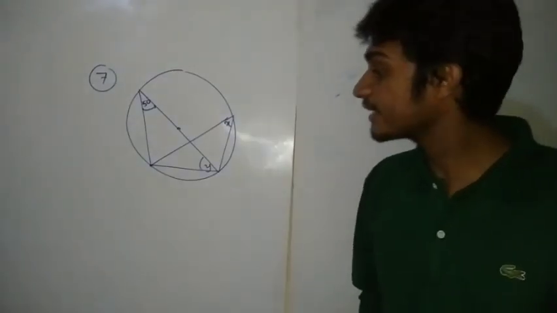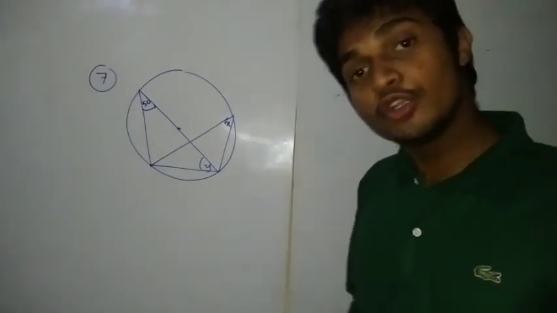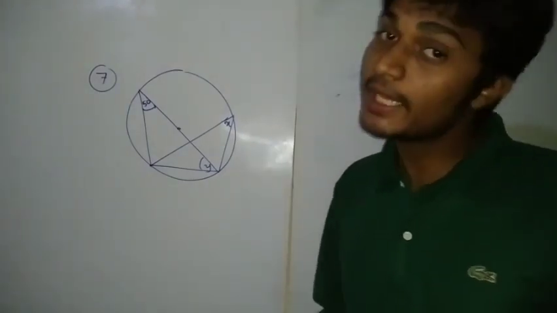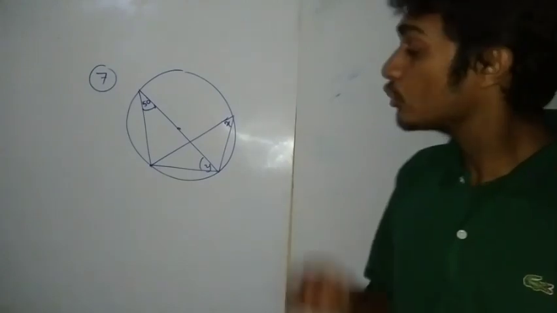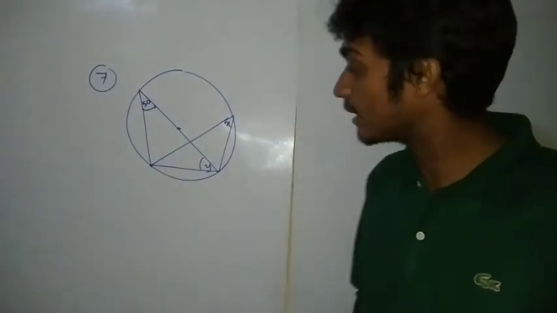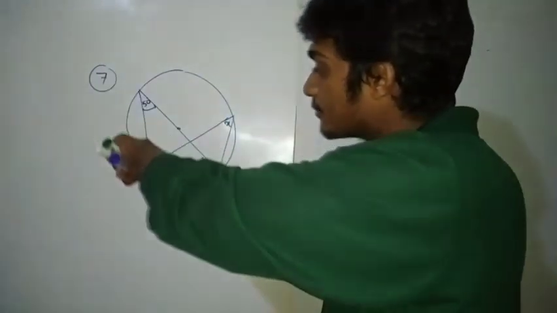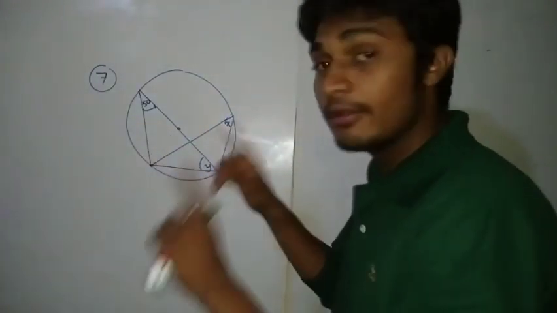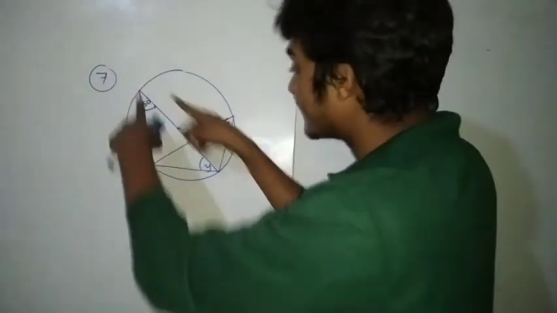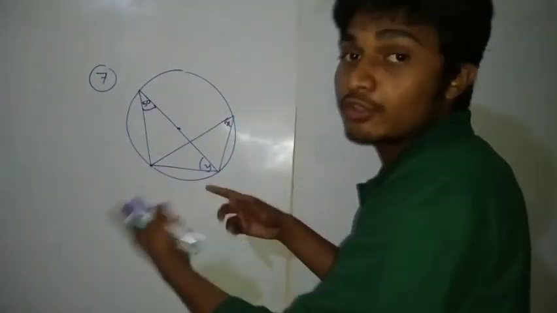The seventh problem they are asking is to find x and y, right? In order to find x and y, we need to know some theorems in circles. Number one theorem is, if you have the diameter, the angle subtended by the diameter is going to be 90. Furthermore, the angles subtended by the same segment are going to be equal. That is called the segment angle.